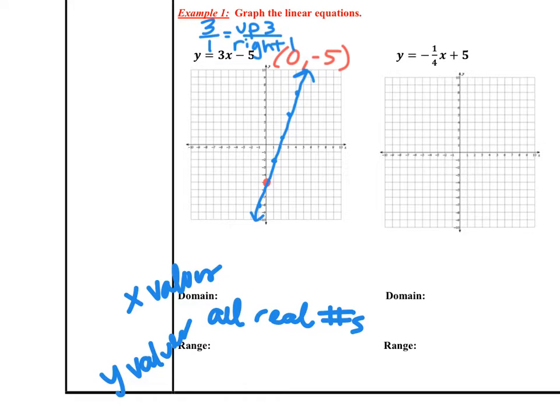The y, because it would keep going and going and going forever, is the same thing. It's also all real numbers. I'm going to do the weird R for that one. That means all real numbers, remember?